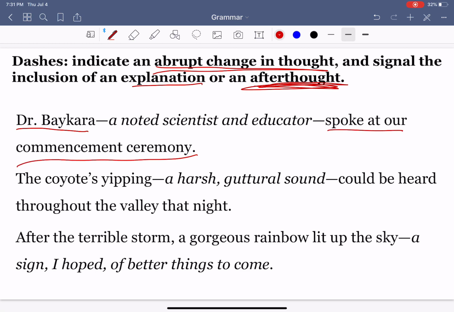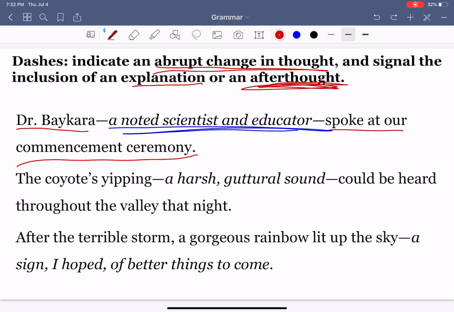You can see that this part right here, it kind of interrupts the flow of the sentence, but it is kind of important. It's not necessarily important. You could take it out and the sentence would be fine, but it gives extra explanation to who Dr. Baikara is. So you use dashes around that. As you might remember, you can also use commas, but you can also use dashes. This is an example of how you can use dashes.